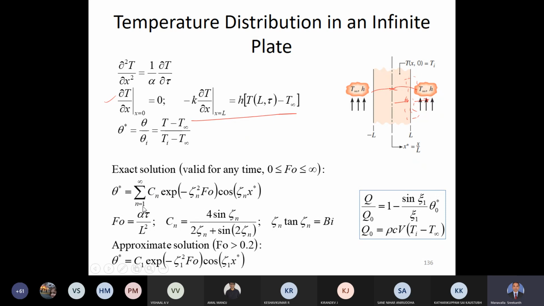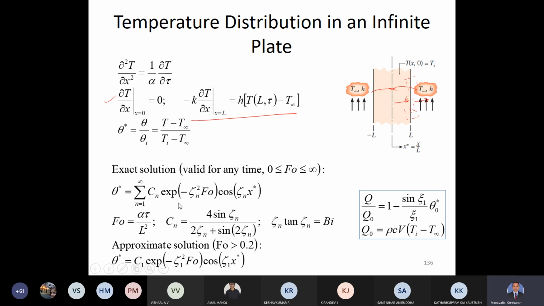So as n is equal to 1, this will be C1, n is equal to 2, C2. Then there is an exponent term with zeta n. If n is equal to 1, then this will be zeta 1. Minus zeta n whole square multiplied by Fourier number, multiplied by cos of zeta n multiplied by x star. X star is the non-dimensional distance, x by L. Okay, so the temperature distribution is obtained in this way.